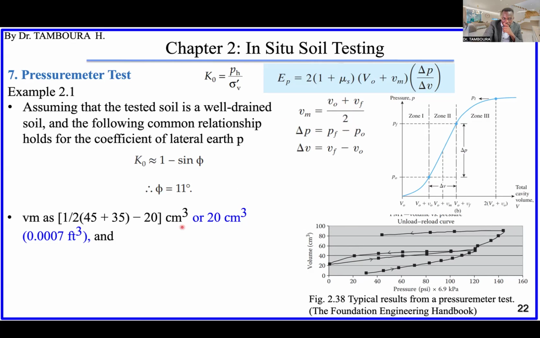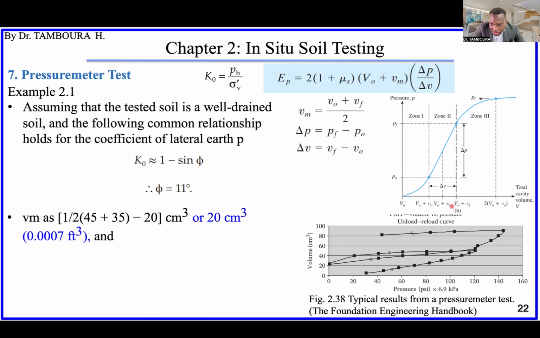Divided by 2. And minus 20, okay? Do you know why we did minus 20? Because 20 is the initial volume here. This V0 here. As you can see, the initial 20. This V0. If you want, you can take this one, okay? The volume here is V0 plus VF.